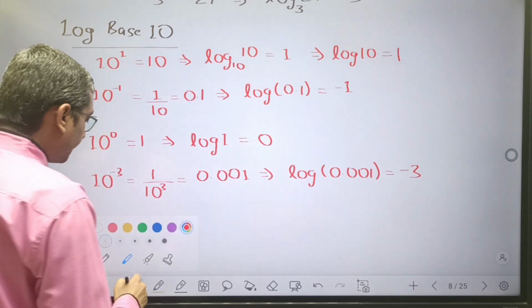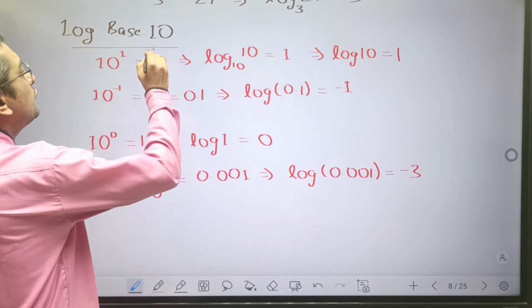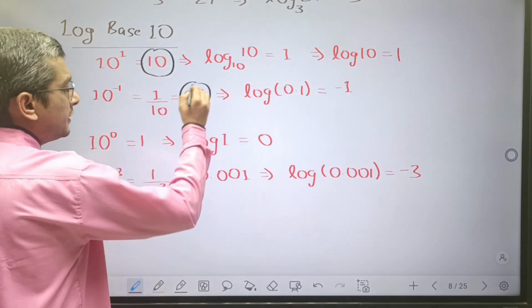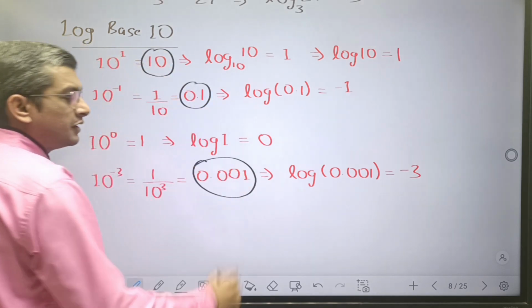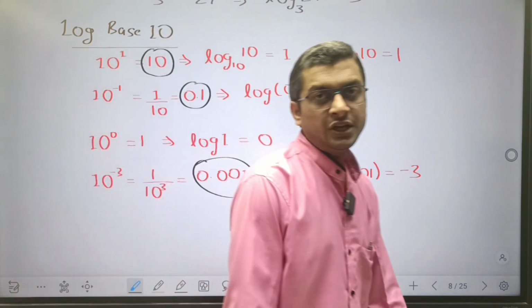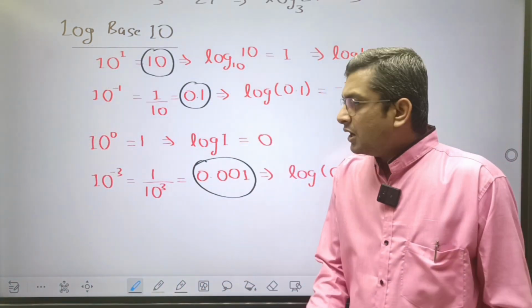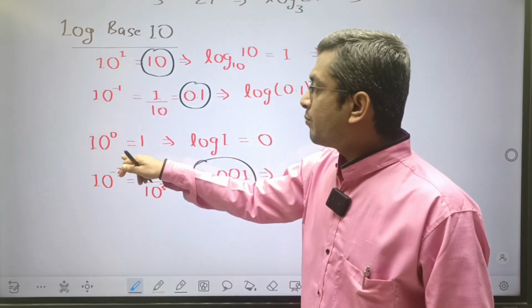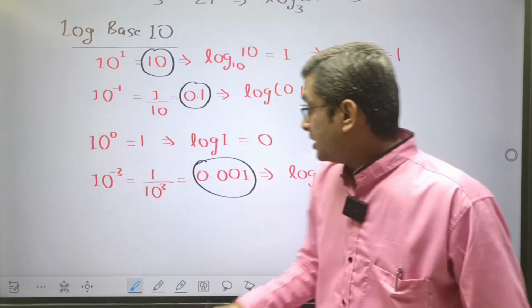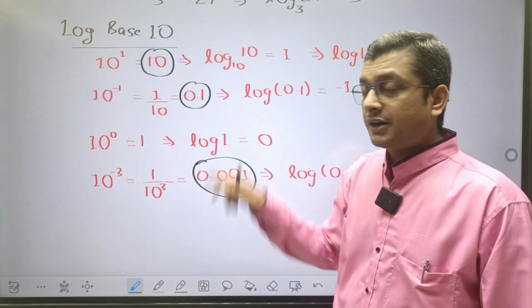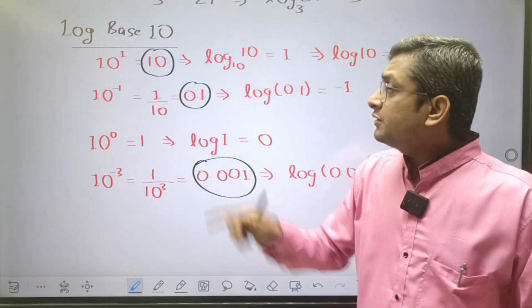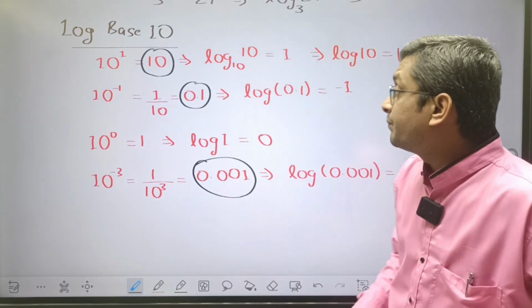So dear students, observe one thing: whatever power you put on this 10, the result is always greater than 0. That is, the result is always positive. Are you getting? No matter what power you put, from minus infinity to plus infinity, this result you always get as a positive value. So this result can never be negative.